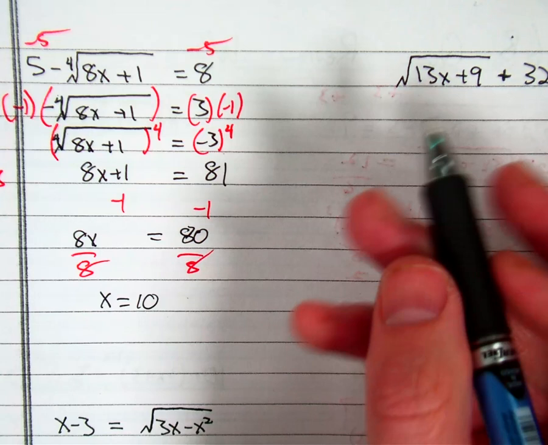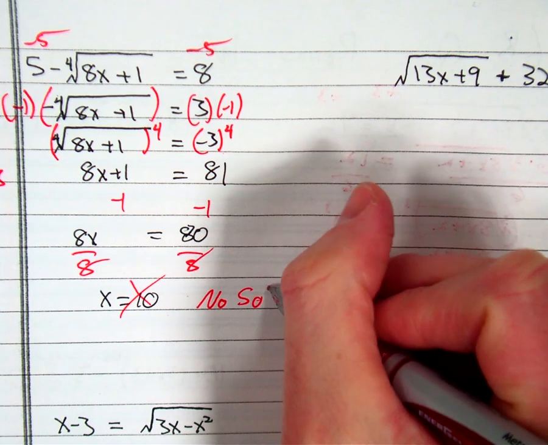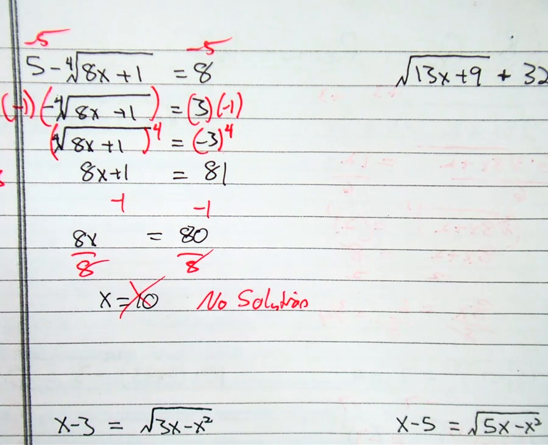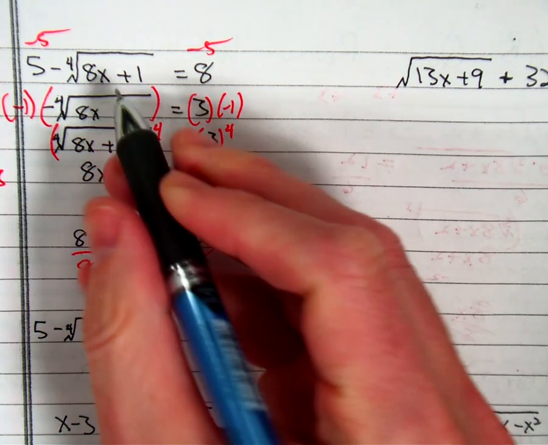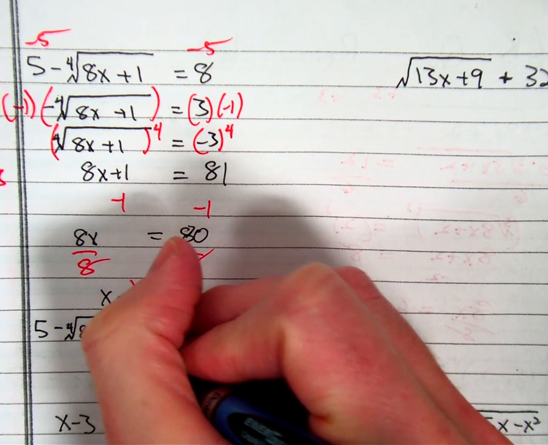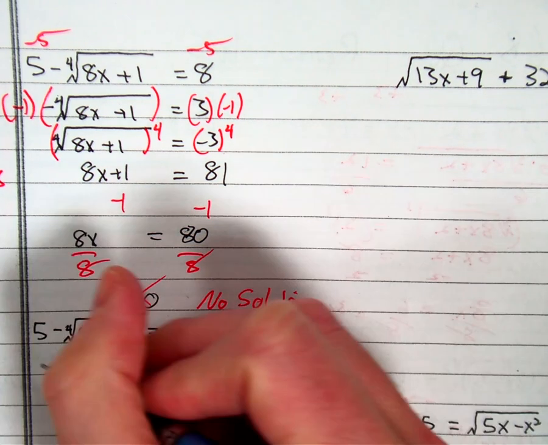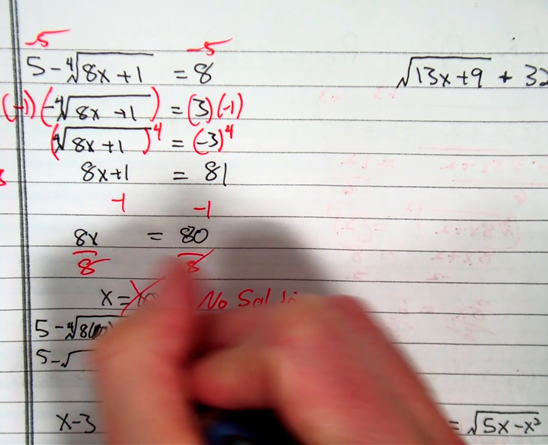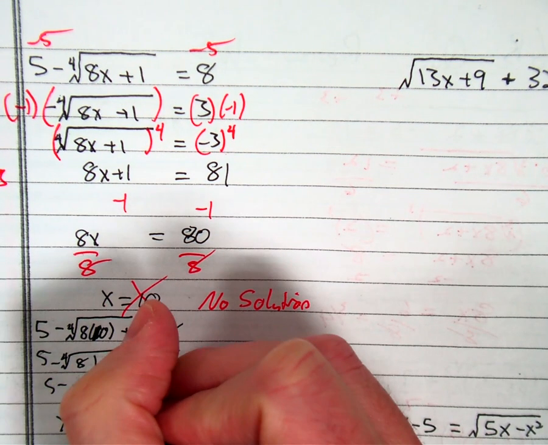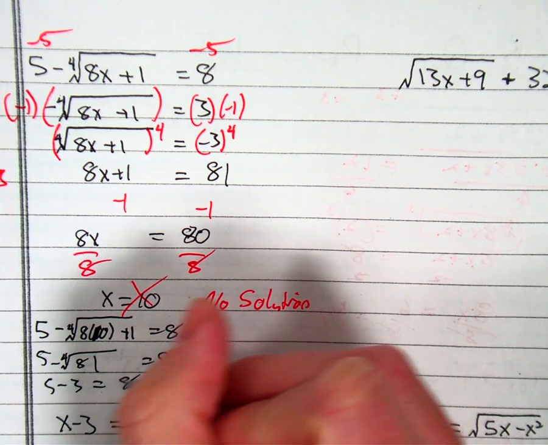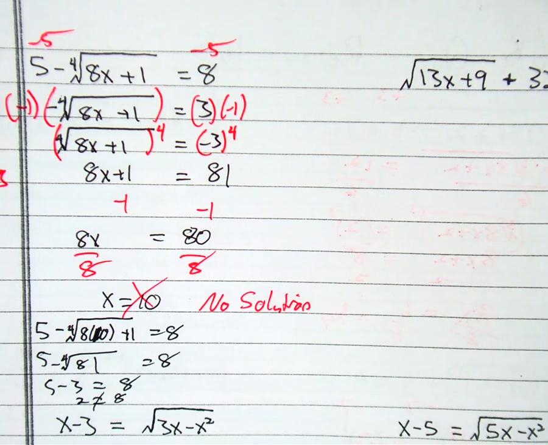So now we have to say no solution, and we got to prove why. You got to show why, though. Okay, so we're going to check it. You got to show your check of plugging that 10 in there. 8 times 10 plus 1 equals 8. And we said that was 81. 4th root of 81 was 3. And that is 2, which does not equal 8. No solution.